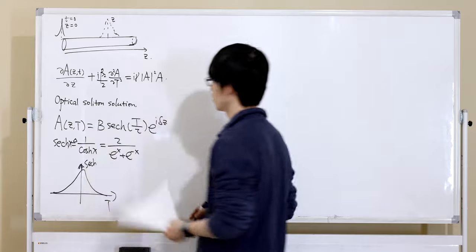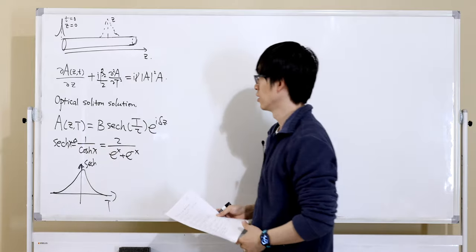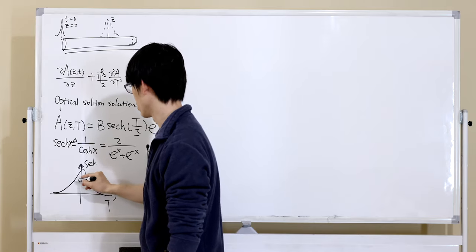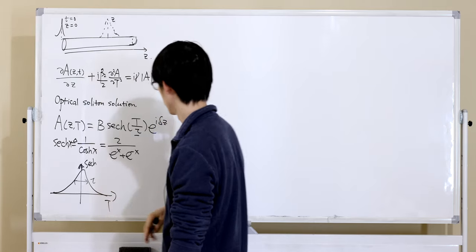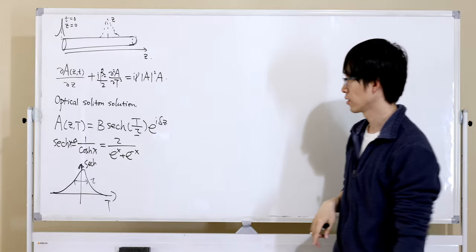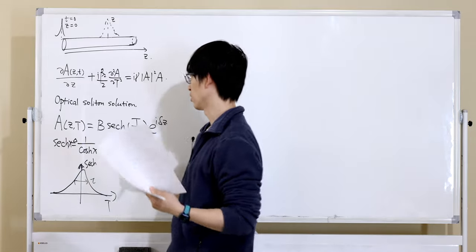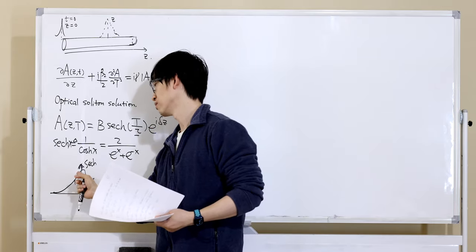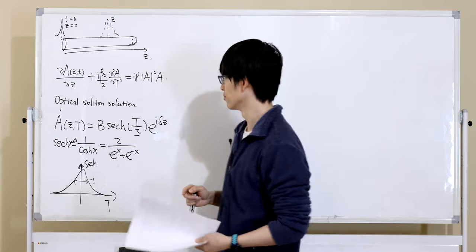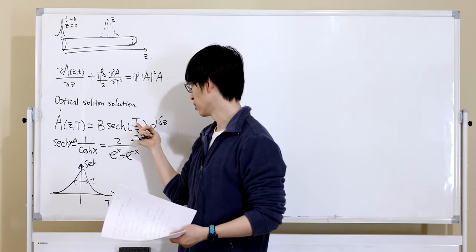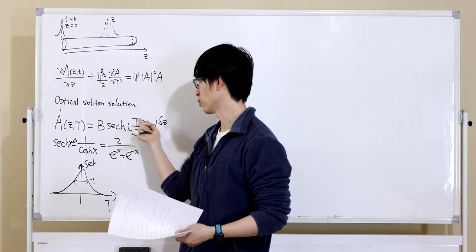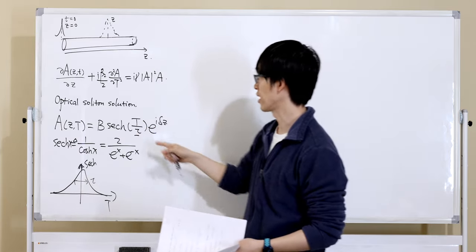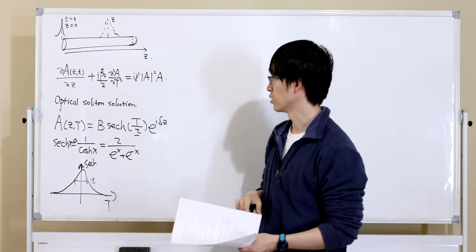If you look at this solution, you notice that this tau actually represents the width of this pulse, of this soliton. If tau is larger, then it takes a longer time t for it to drop to 0. And if tau is very small, then it amplifies whatever t you have here, and it decays very fast. So tau here represents the pulse width.